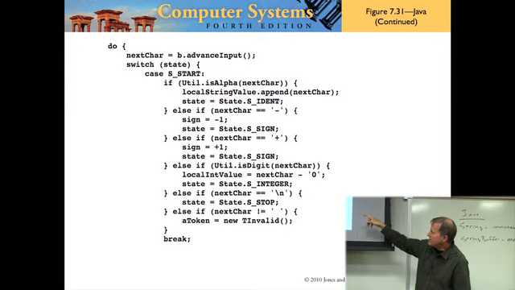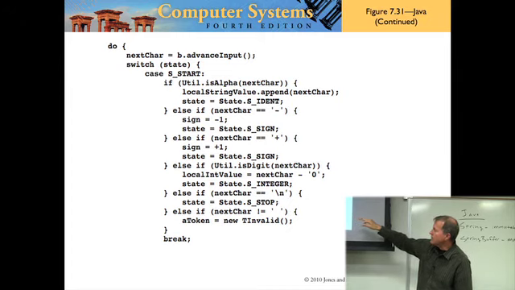And then state gets us the sign. And else if, now check this out. Else if what? Util, that was our utility class, dot isDigit. Notice that this util is a class, it's not an object. Whereas if you're saying local string value dot append, that local string value is an object, whereas util is a class. Okay, so that's an interesting difference between those method calls.